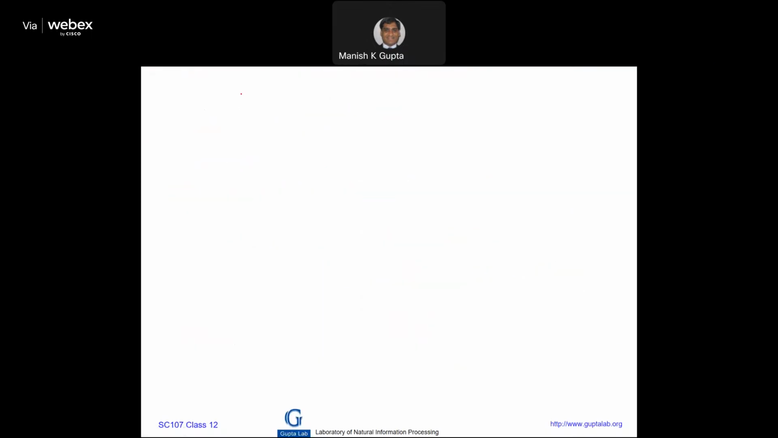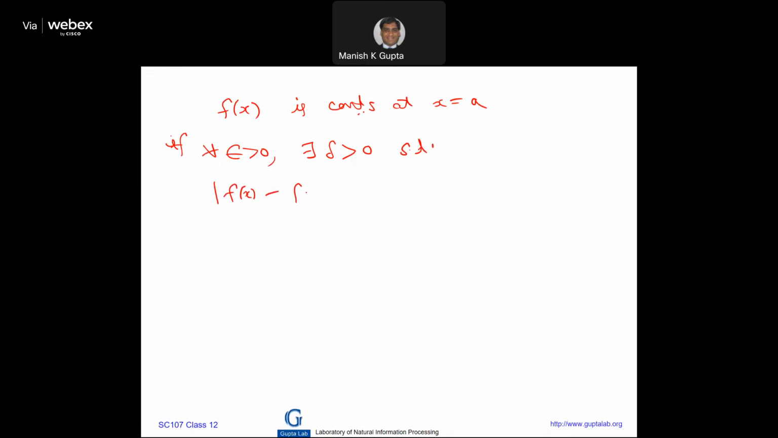Okay, we say that a function f of x is continuous at a point x equal to a if the limit exists, the value of the function is there, and both are equal. That's the definition, right? But in terms of epsilon delta, if for every epsilon positive, there exists delta positive, such that mod of f of x minus f of a is less than epsilon whenever mod of x minus a is less than delta. This is the definition of continuity of a function at a point x equal to a.